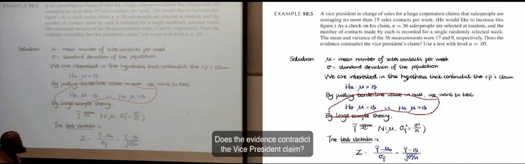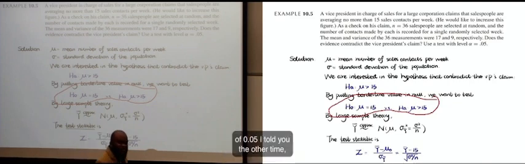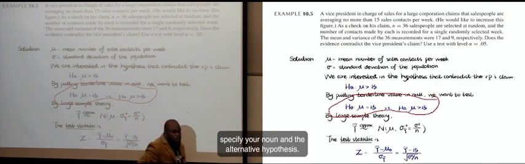Does the evidence contradict the vice president's claim? Use a test with the level alpha equal to 0.05. I told you the other time, whenever they ask a question on hypothesis testing, they're actually going to give you the level of significance. The level of significance there is alpha, 0.05. Now we want to test. The very first thing you're going to do is specify your null and your alternative hypothesis. If you don't specify them correctly, you're actually going to get it wrong.